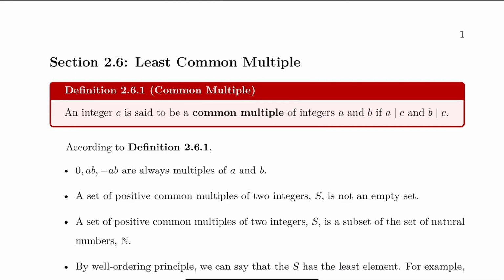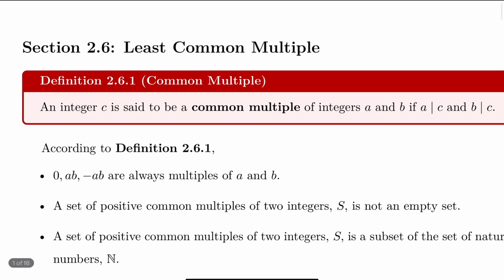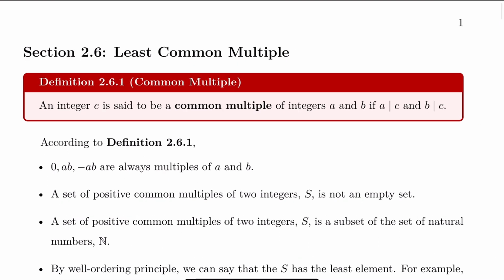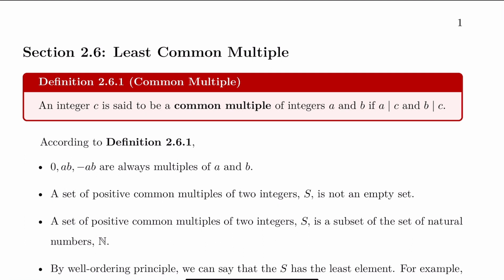In this video, we are going to look at the topic least common multiple. The first thing we are going to look at is the definition of common multiple. What it states is: an integer c is said to be a common multiple of integers a and b if a divides c and b divides c.